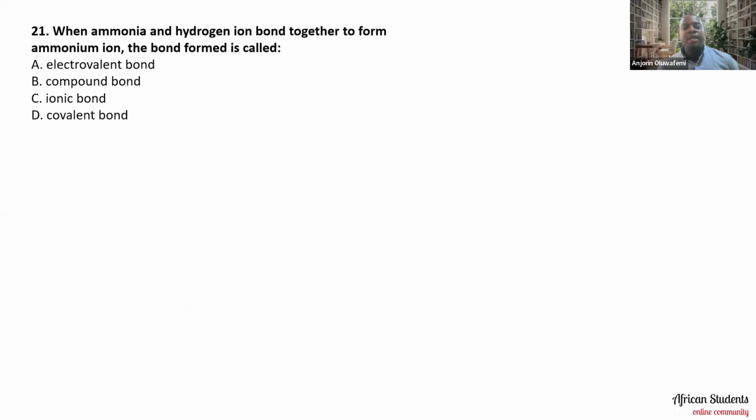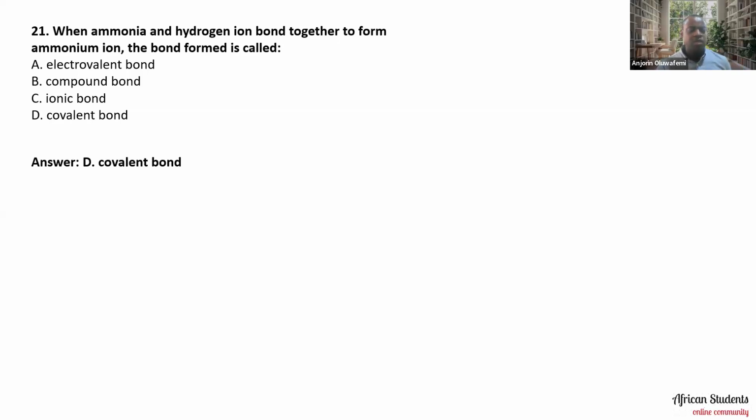Okay. Moving along now, when ammonia and hydrogen ion bond together to form ammonium ion, the bond formed is called an electrovalent bond, a compound bond, an ionic bond, or a covalent bond. So let me know what you feel the answer is in the comment section, please.